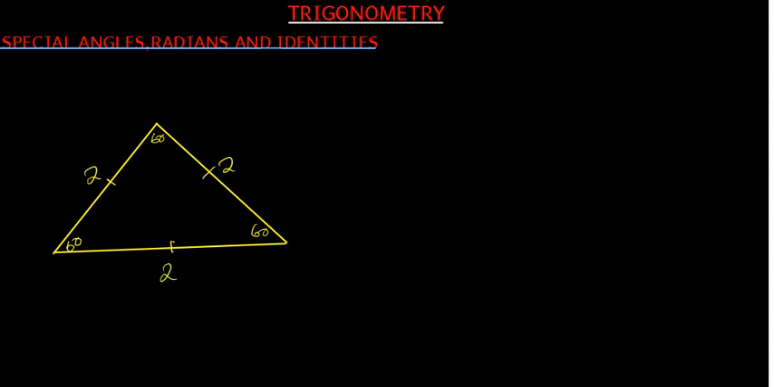And so what we do is cut this triangle into 2 halves. So we cut it in the middle. Notice that if we cut in the middle, what we form is a right angle triangle. So this makes 90 degrees. And this now becomes 30 degrees because we've cut the 60 into 2 halves.